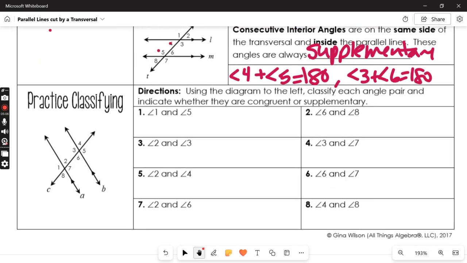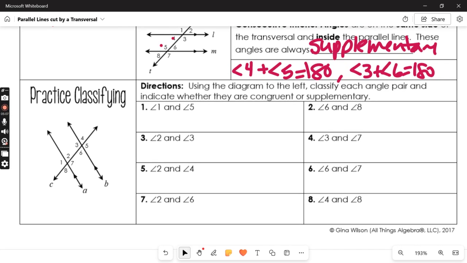All right, so using the diagram to the left, classify each angle pair and indicate whether they are congruent or supplementary. So again, here is my set of parallel lines. This is the interior, between them. Take a minute, see if you and your group can name those, and then come back and check to see if you got them correct.